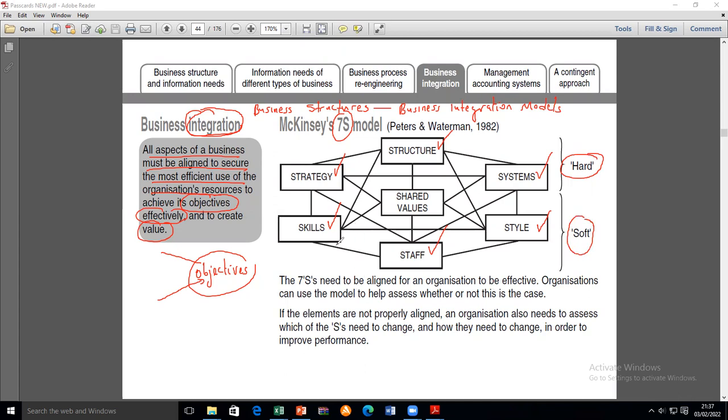So this model says that every organization has got these components and needs to realign them. The 7S's, all these, need to be aligned for an organization to be effective. Organizations can use the model to help assess whether or not this is the case. If the elements are not properly aligned, an organization also needs to assess which of the 7S need to change and how they need to change in order to improve performance.